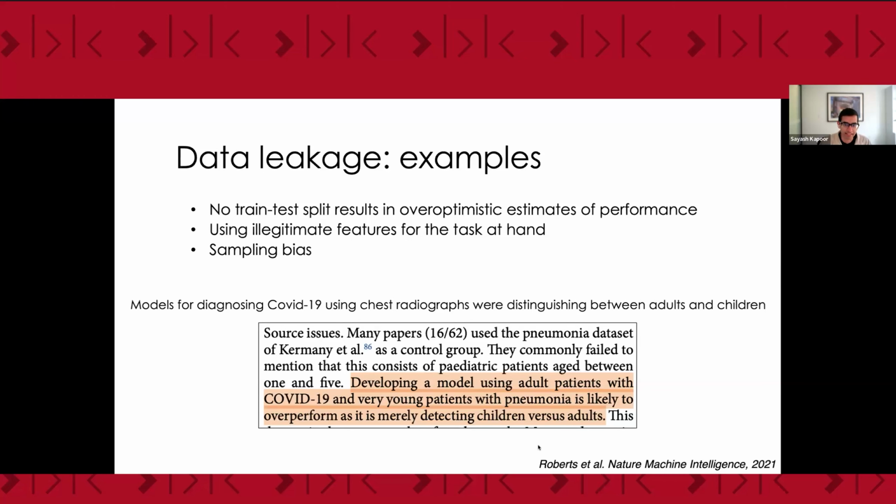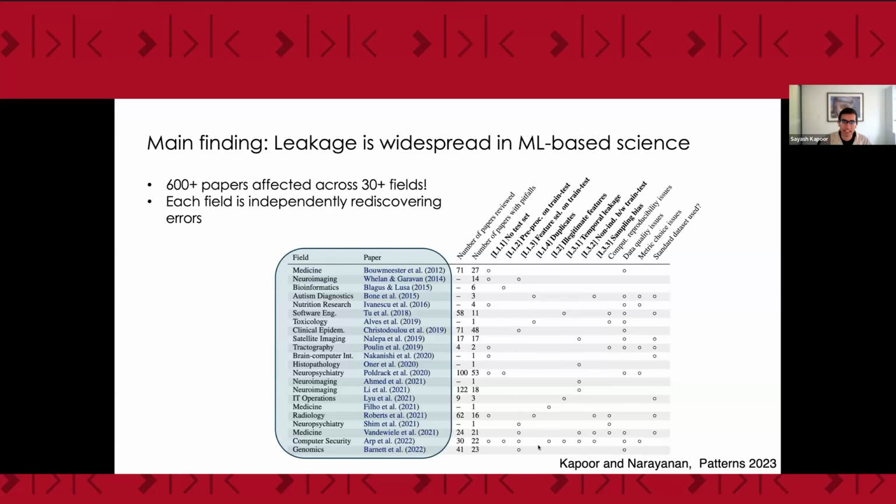One of the main findings from our study was that leakage is widespread across sciences that use machine learning. In particular, we found over 600 papers that were affected in at least 30 different fields. And the real kicker was that each of these fields seemed to be independently rediscovering leakage. So it's not as if fields were able to communicate best practices or converse with each other about what to avoid. Every time a scientific field adopted machine learning, they had to rediscover these insights, rediscover these errors from scratch.